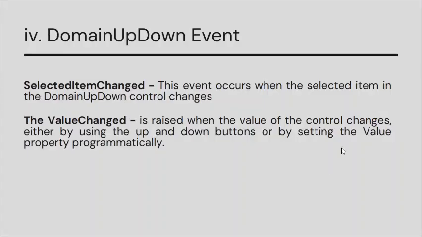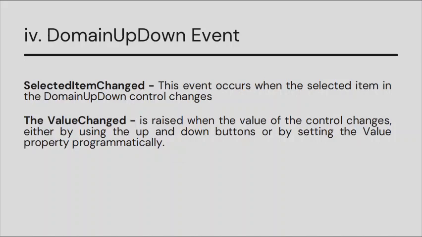The domain up-down control also has events that you can handle in your code. For example, SelectedItemChanged. This event occurs when the selected item in the domain up-down control changes. The ValueChanged event is raised when the value of the control changes, either by using the up and down buttons or by setting the value property programmatically.